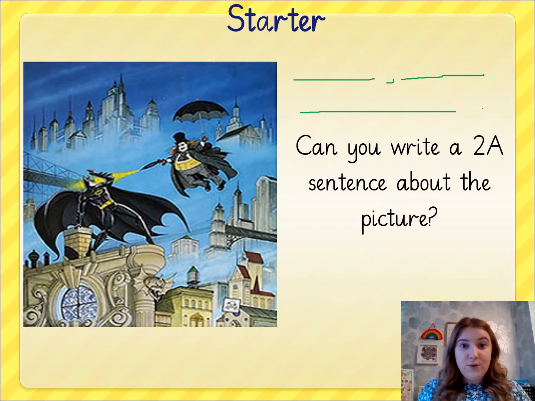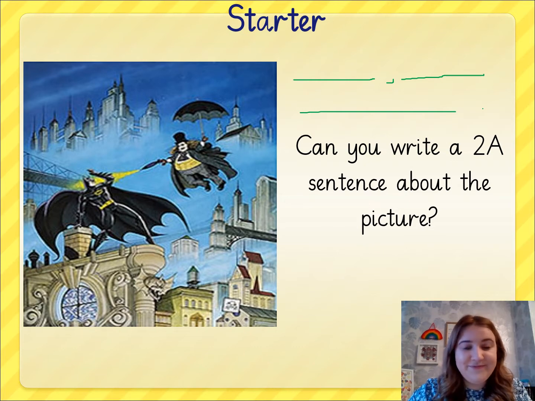Now you might want to use what I've just said, tall, brave, Batman, but instead of calling him tall and brave, you might want to swap those adjectives around for different ones. So pause the video, take a look at the picture. You might want a couple of minutes to really look at what's going on and what's happening. And I want a 2A sentence about the picture. You can do it on some scrap paper on the back of your worksheet, just to warm up our writing brains some more.